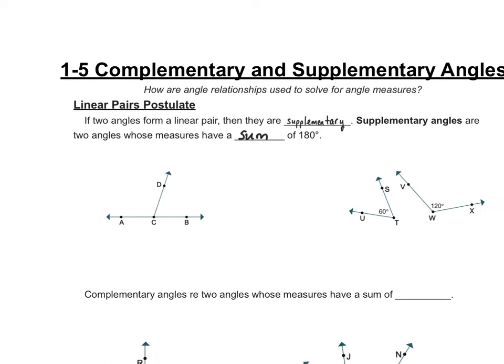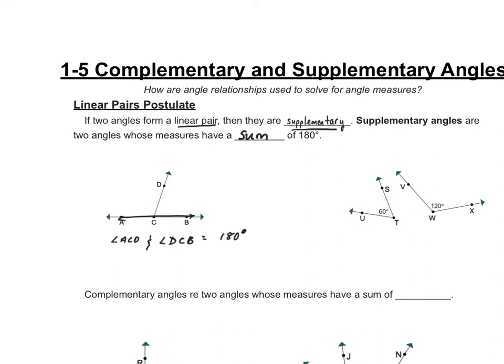Looking at this first example right here, we can see that we have two angles that are a linear pair: angle ACD, and then we also have angle DCB. They form 180 degrees. So if those two angles added together equal 180 degrees, that means those angles are supplementary. So, linear pairs, supplementary angles.